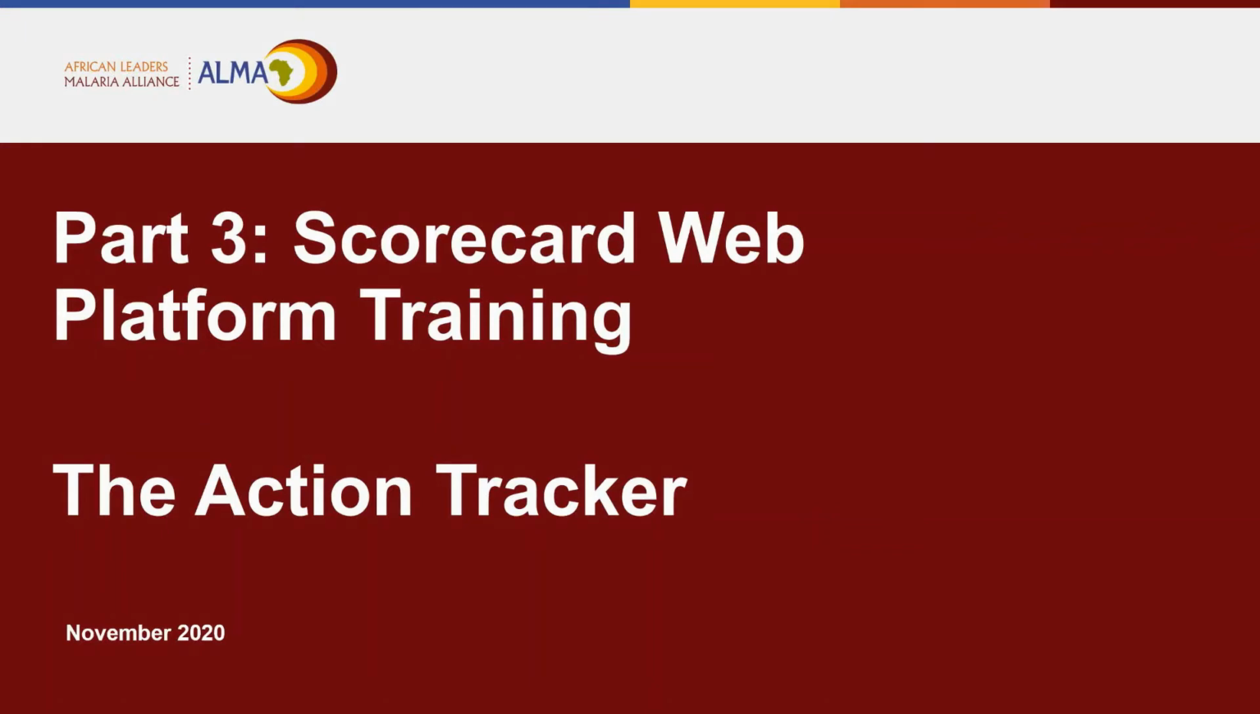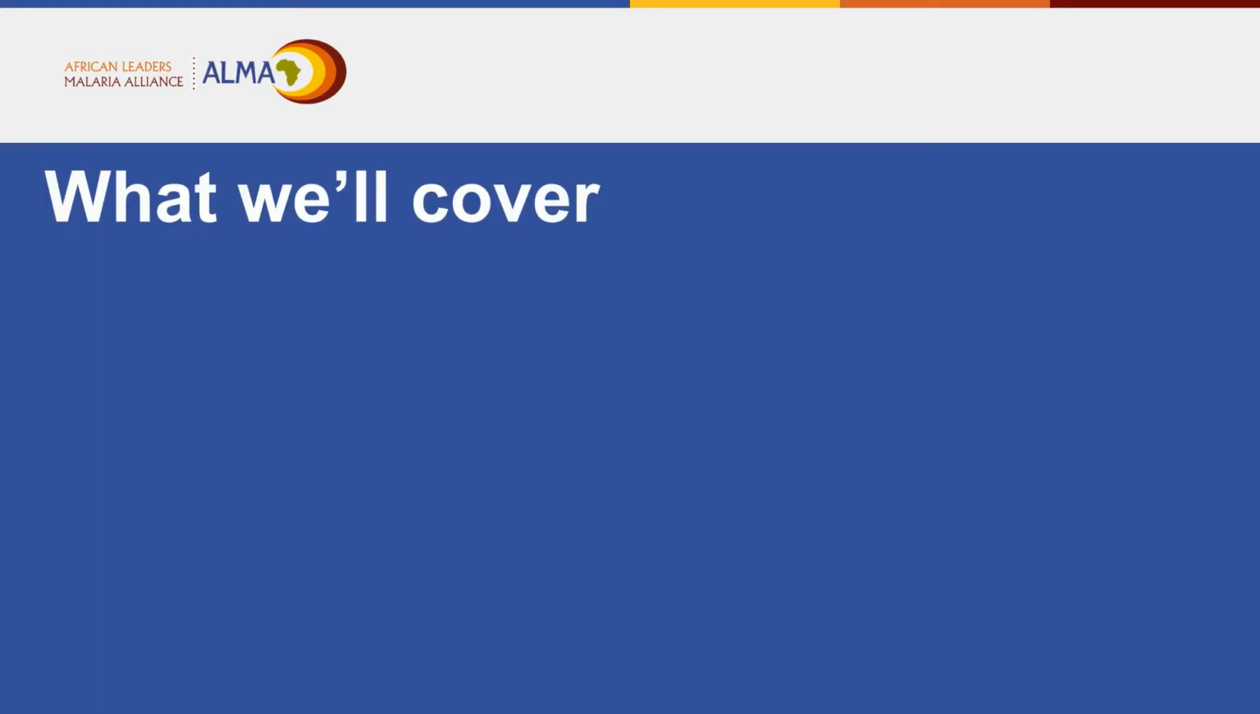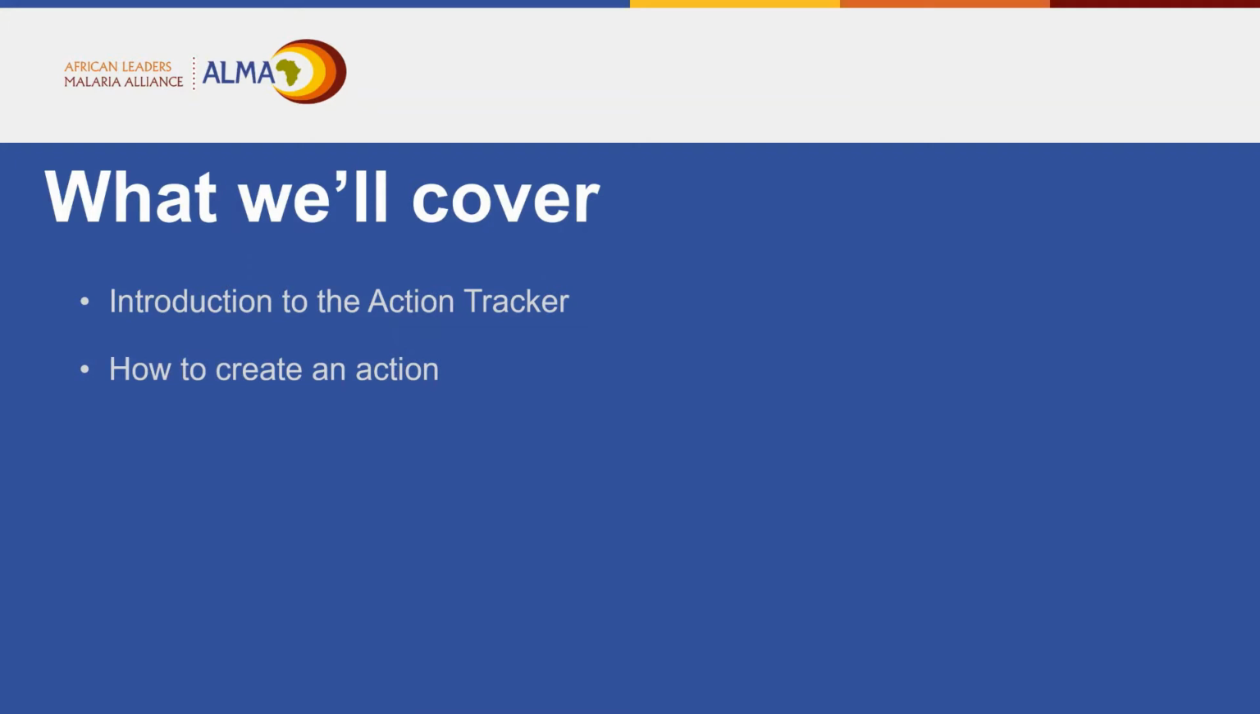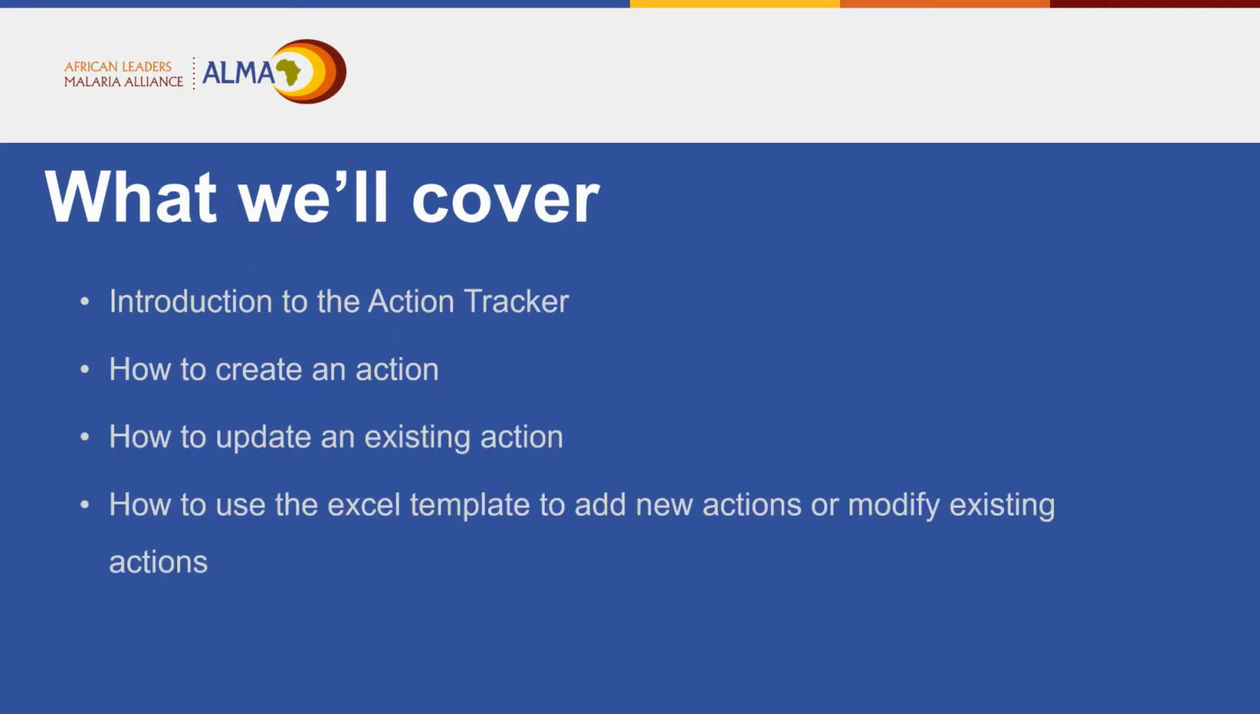Part 3, Scorecard Web Platform Training. In this session, we will look at the Action Tracker functionality of the web platform. In this session, we will cover an introduction to the Action Tracker, how to create an action, how to update an existing action, how to use the Excel template to add new actions or modify existing actions.